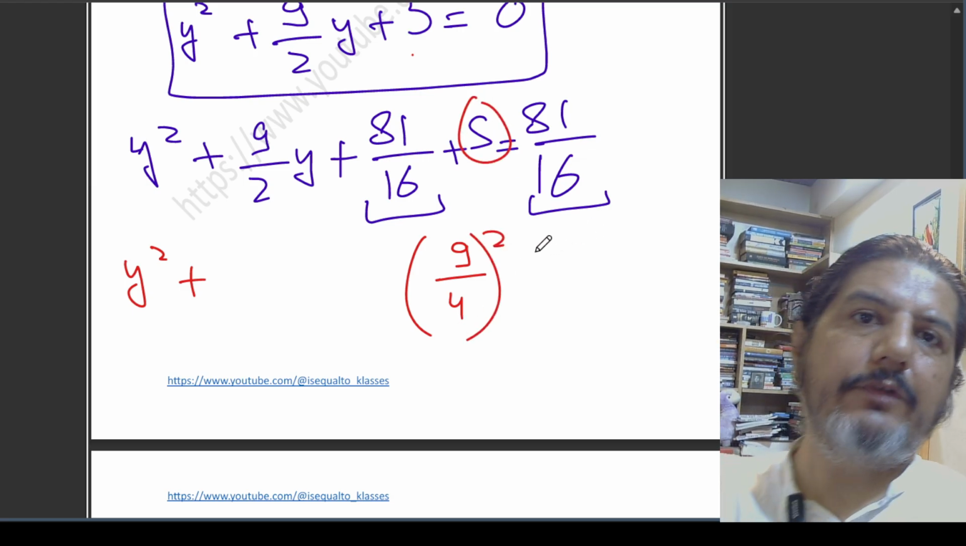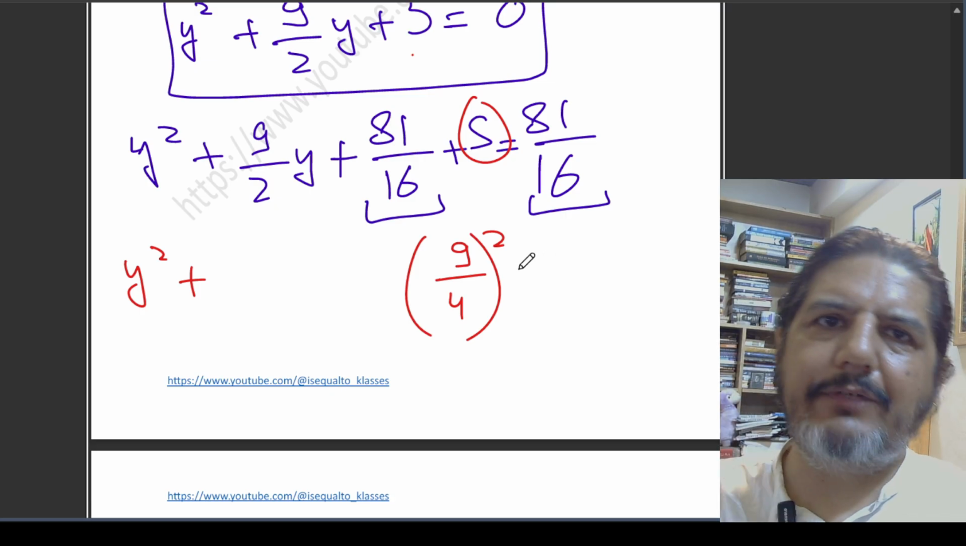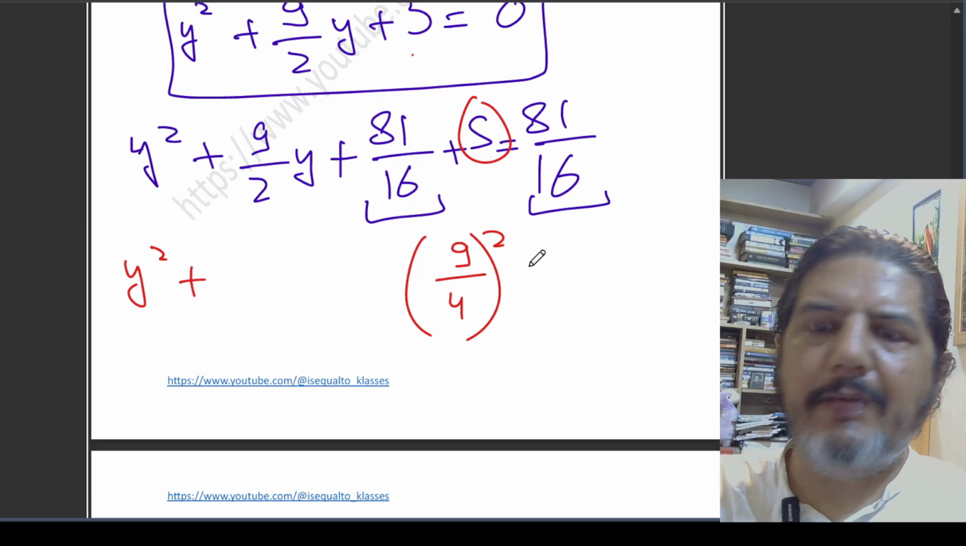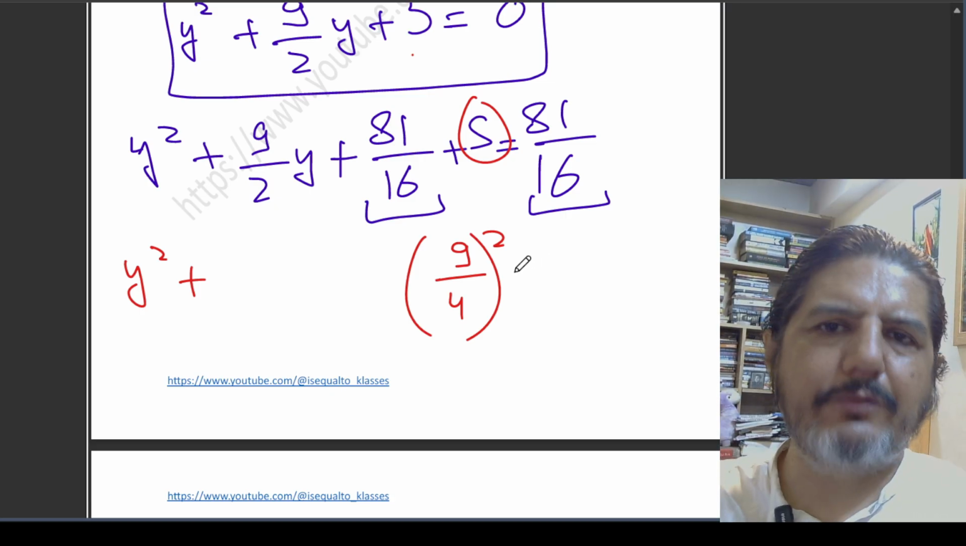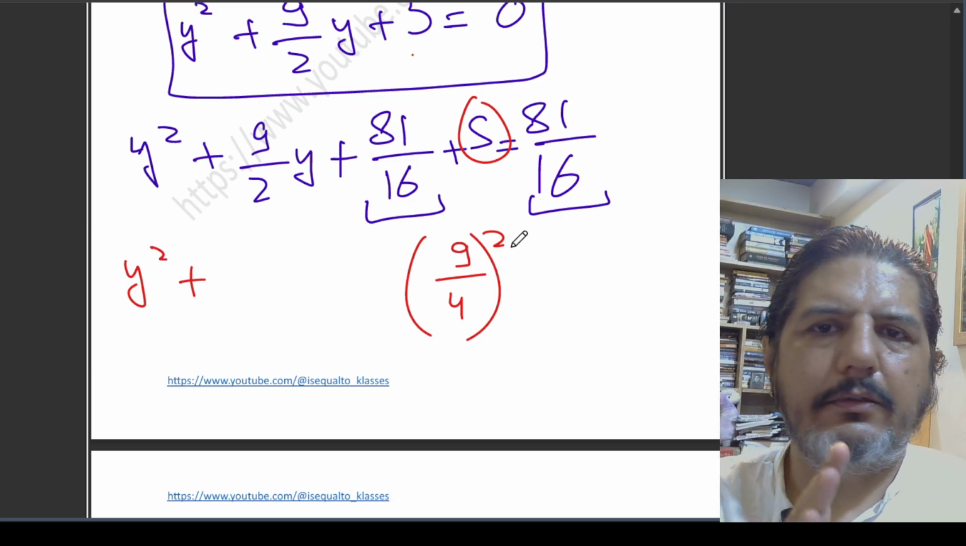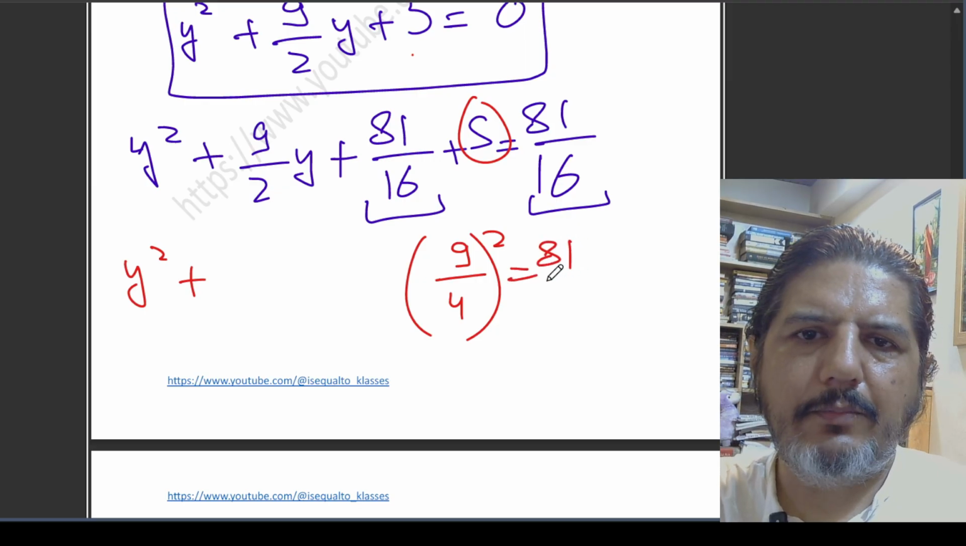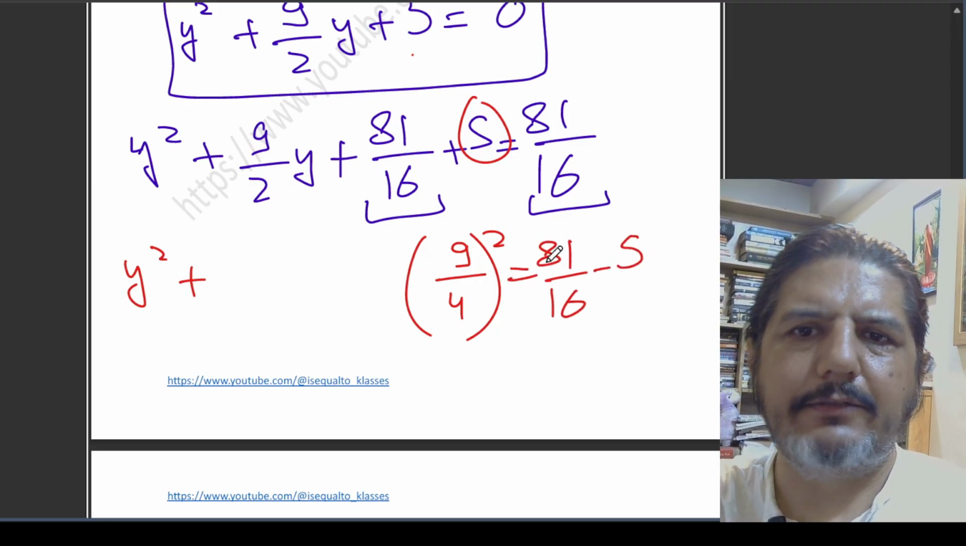This 5, which was originally in the quadratic equation, will play no role on the left hand side of the equation. So that is why I'm recommending you take this on the right hand side, because there's no role that it plays on the left side of the equation. So 81/16 minus 5, I've taken it on the right hand side.